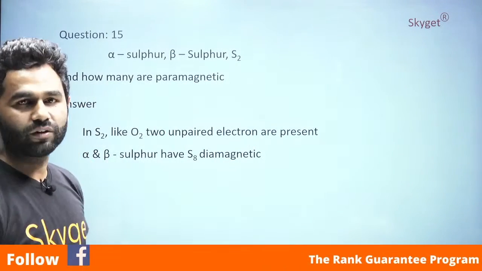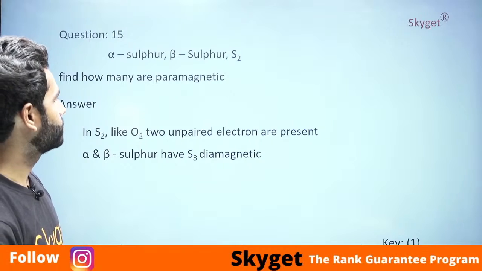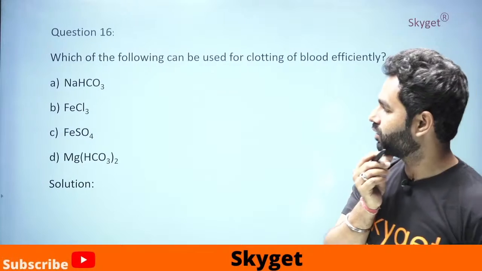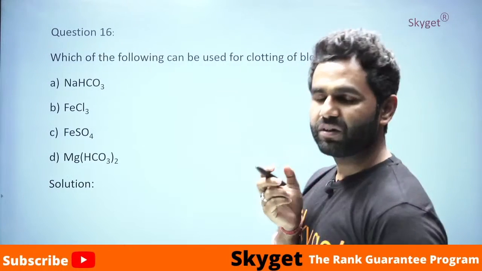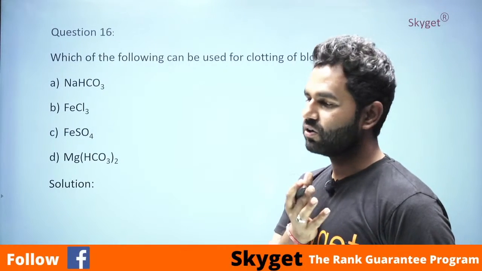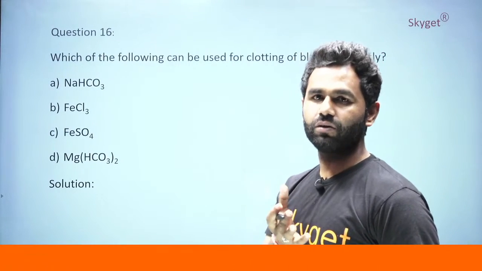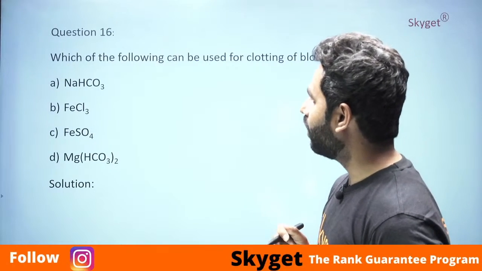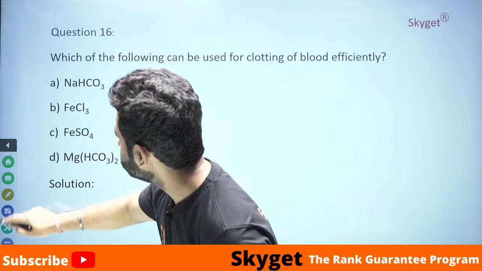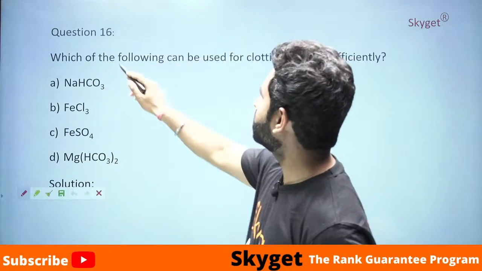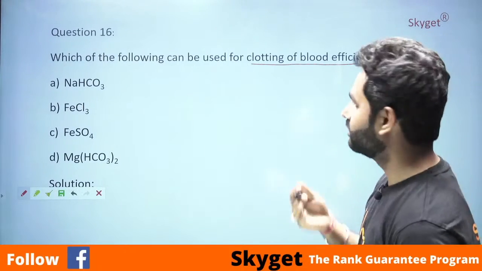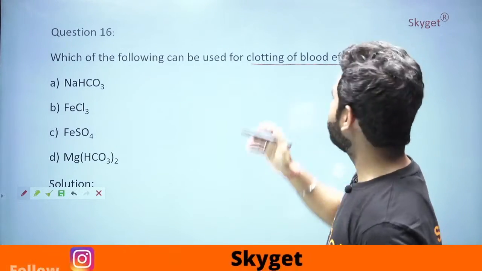Now let's go to the next question. This question is quite theoretical, but the concept is very important. Important in the sense, here we will get to know 2 or 3 important concepts with respect to coagulation. Let's go to the question and then I will tell you. The question says, which of the following can be used for clotting of blood very efficiently.